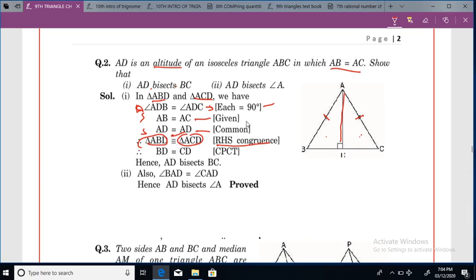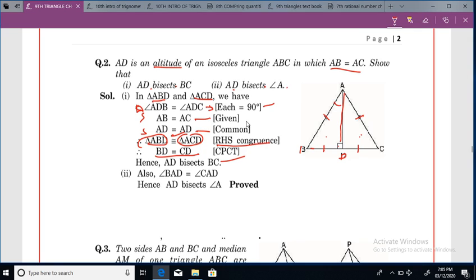So when these two are congruent, we say that BD equal to DC. Okay, this is D. BD is equal to DC. BD equal to CD. Okay, so AD bisects BC. These two being equal means AD bisects BC. So we write second: also AD bisects angle A.